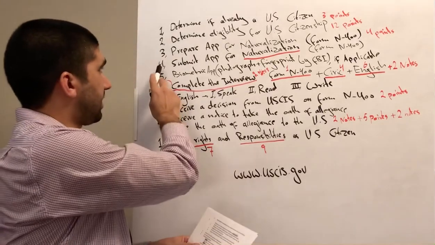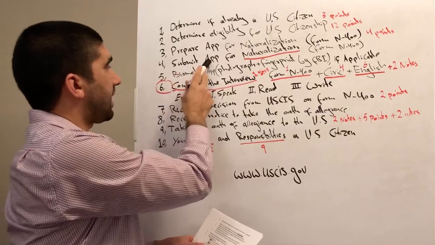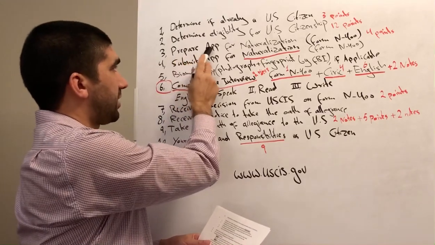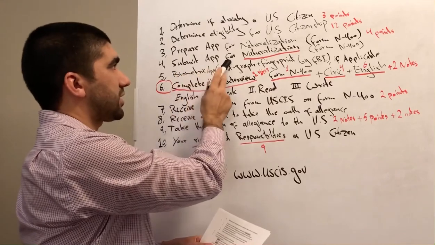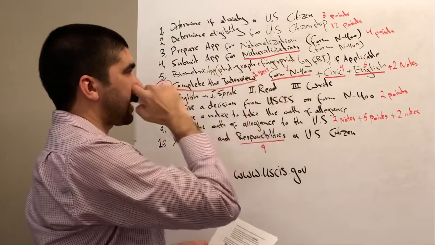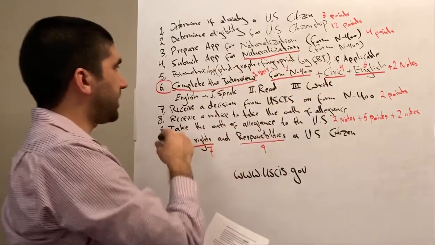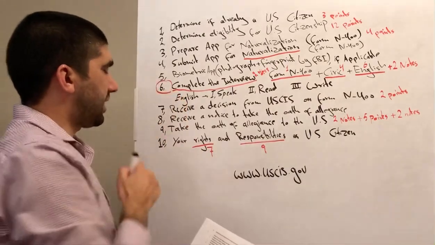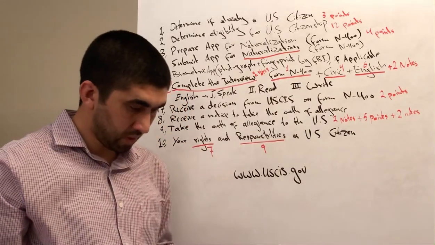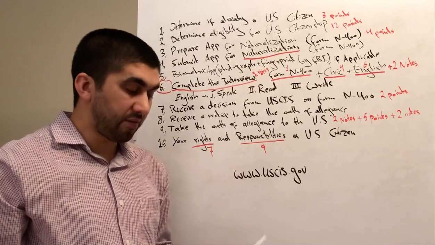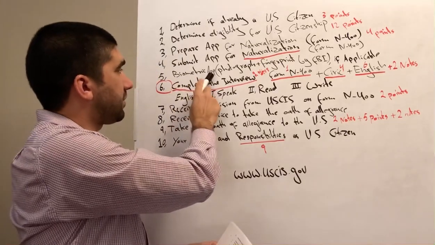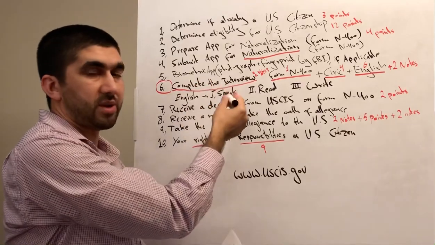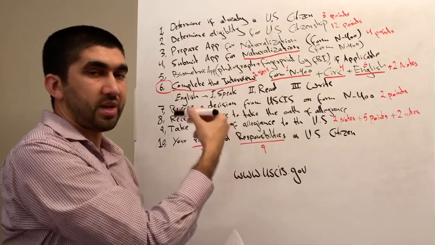Now we are going to number 4. It says submit application. Once you're done with the preparation of the application, the Form N-400, then submit the application for naturalization, which is again the Form N-400. We are going to number 5 now. With number 5, it says biometric application.